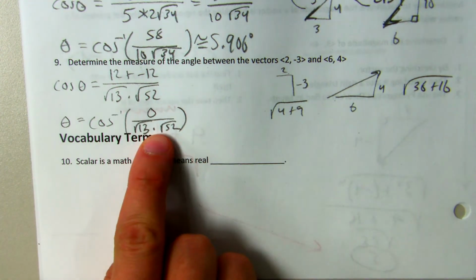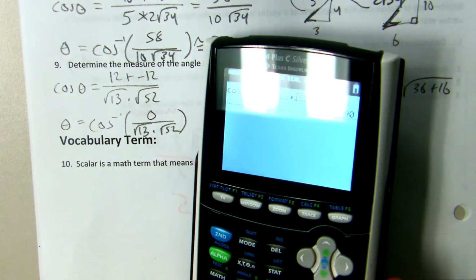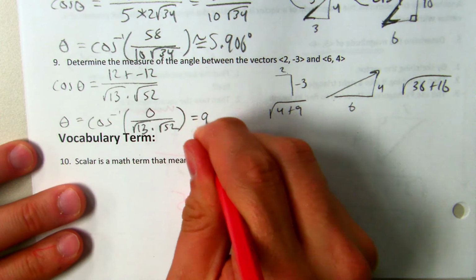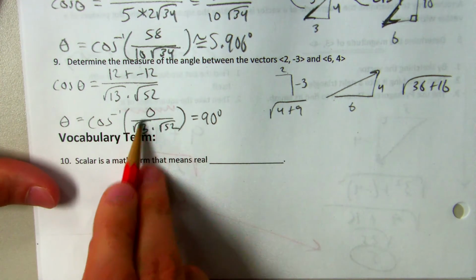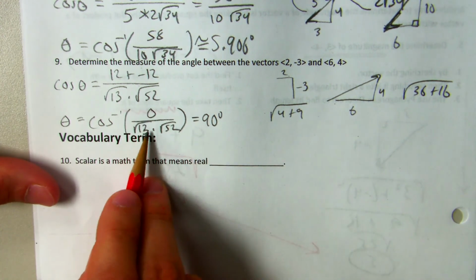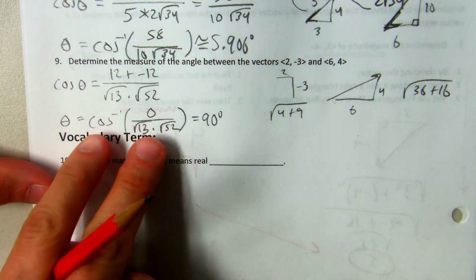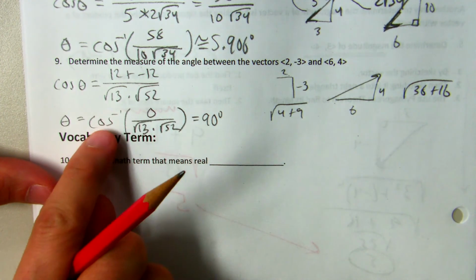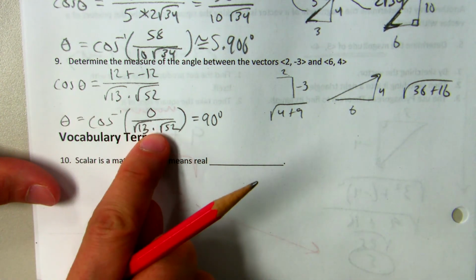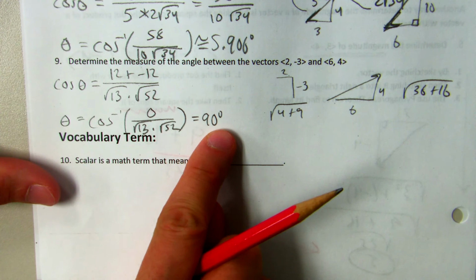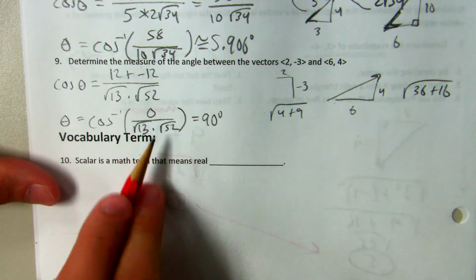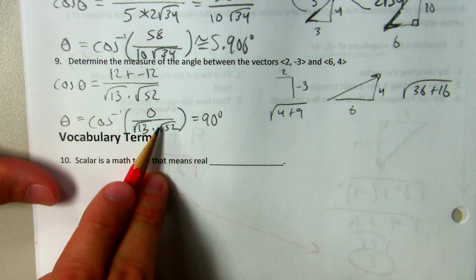But, so my calculator tells me it's 90 degrees. So let's backtrack a step. 0 divided by anything is what? 0. So you're asking your calculator what angle has a cosine of 0, and that's 90 degrees, right? So even if I made a mistake here, it's still going to come out right.